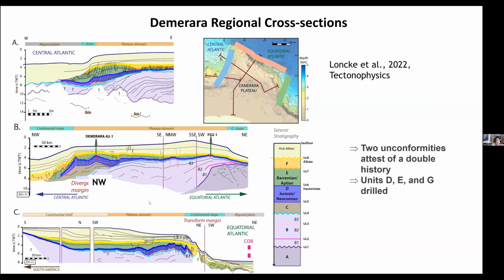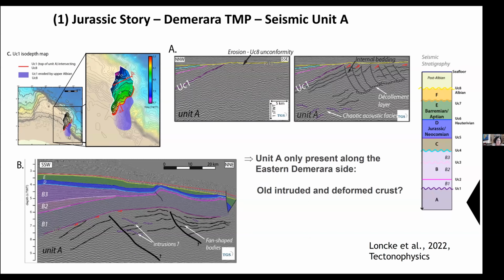So first, let's have a look at the very oldest remnants of the history of Demerara. On the Demerara plateau, we identified several seismic units, and the oldest one is Unit A. Unit A is only represented in the very eastern part of the Demerara plateau, forming a sort of basement relict. And you see here the seismic signature of this unit, which is made of a lot of deformations and also high amplitude reflectors.